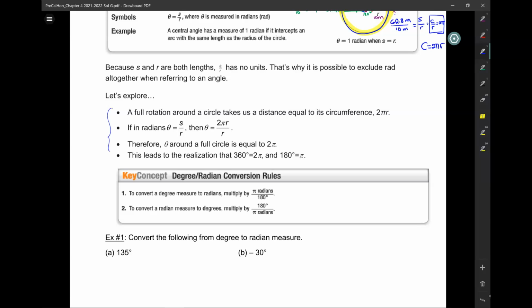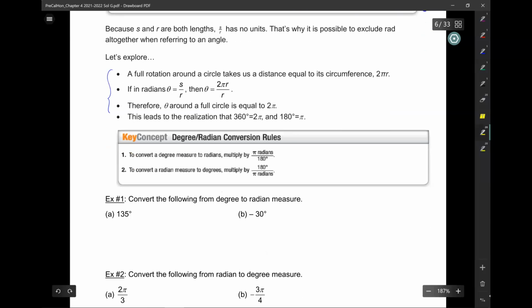So then we come to this realization that going 360 degrees around a circle is the same as 2 pi. And going 180 is the same as pi. And that, you're going to carry with you throughout this chapter. 180 degrees and pi are the same thing.